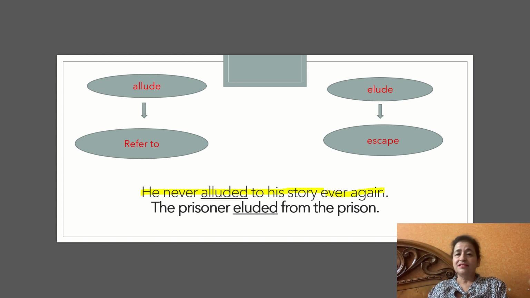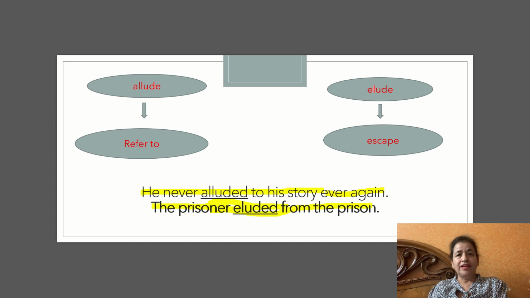And the second is to show the disparity and difference. The second, I told you, meant to escape. So elude means, the prisoner eluded from the jail, that he escaped from the prison.